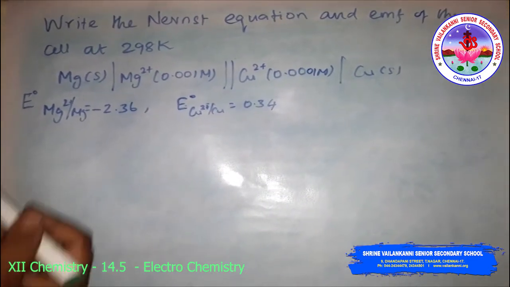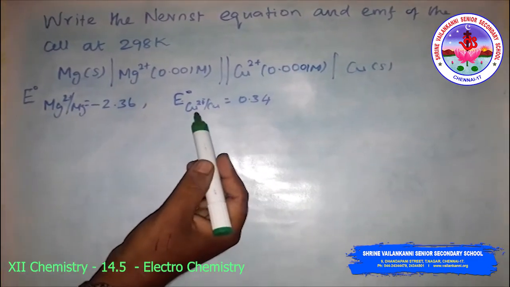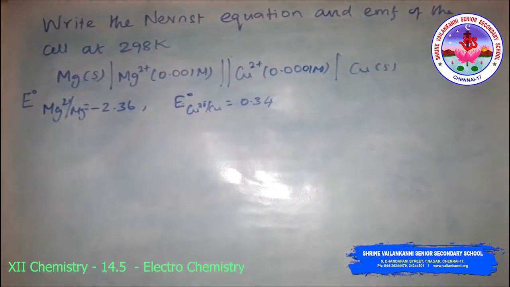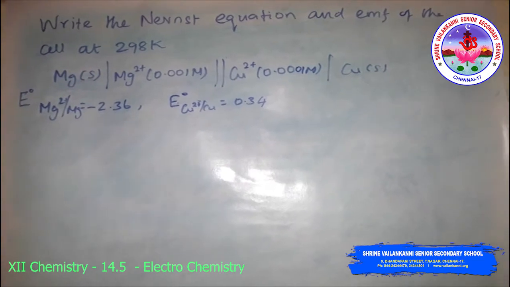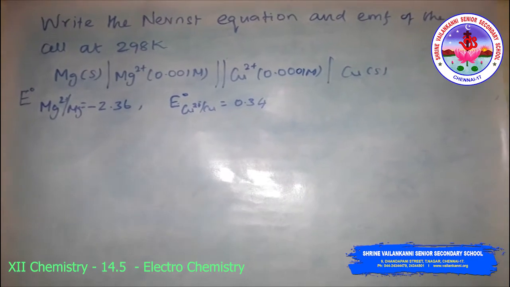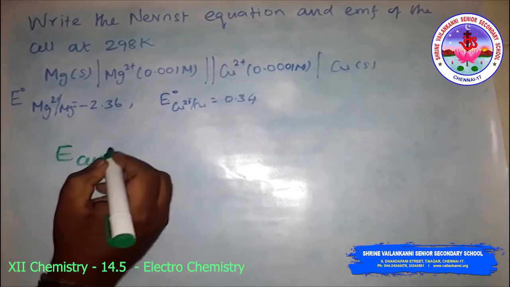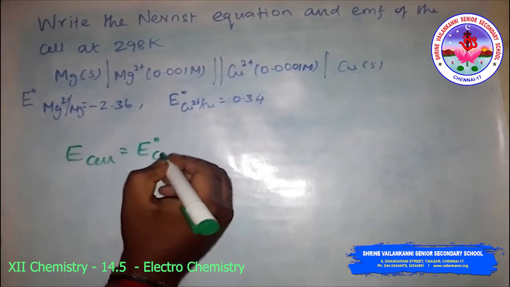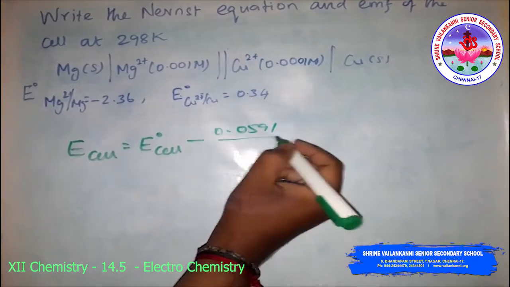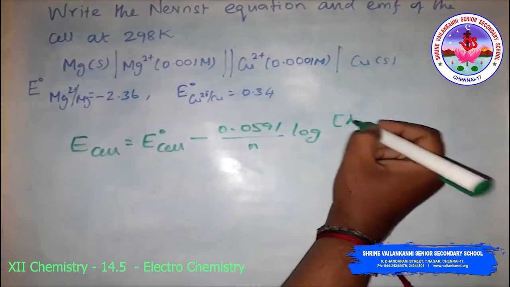Here the E naught for Mg2+/Mg is minus 2.36 and E naught for Cu2+/Cu is plus 0.34 volt. Now we have to write the Nernst equation and the EMF of the cell. So the Nernst equation for this reaction is E cell is equal to E naught cell minus 0.0591 divided by n into log of anode divided by cathode.